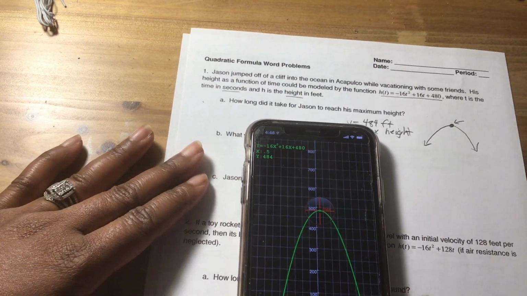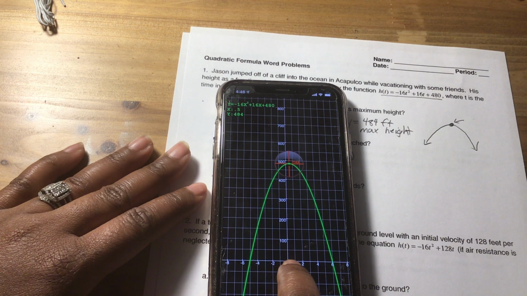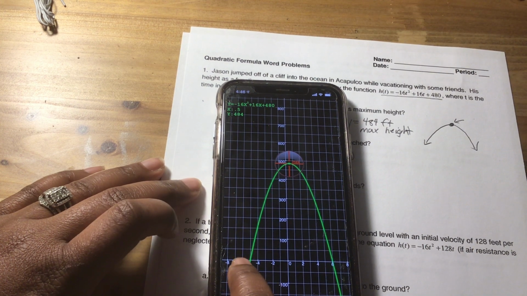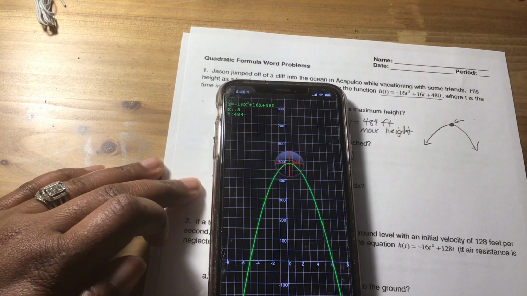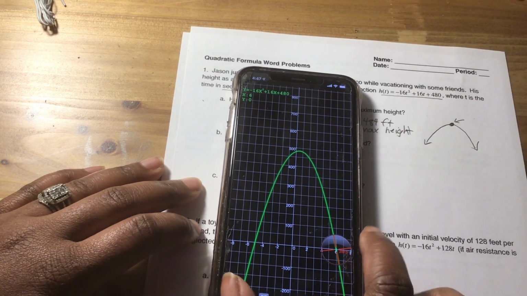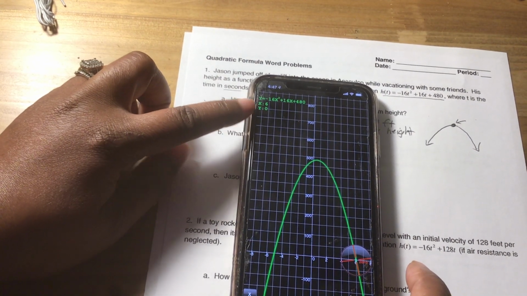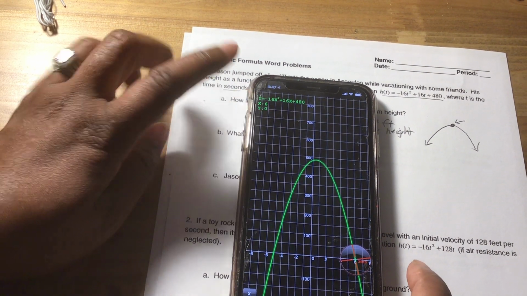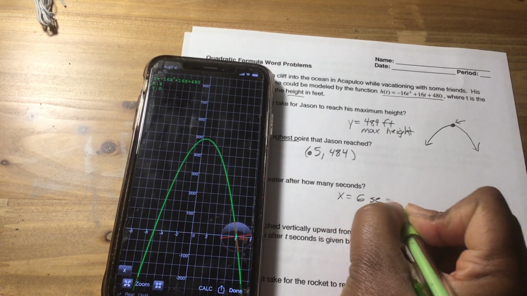Jason hit the water after how many seconds? Look, there are 2 zeros here. If he hit the water, that means your y value, your height, has to be 0. It's not going to be 0 this way because you can't have 0 seconds. So the only value that makes sense is when your x values are positive. So you're looking for this 0 right here. You'll see that the calculator says y is equal to 0 right here. In the corner, this is where your answer is. It's going to be 6, 0. So he hits the water at 6 seconds. So x here is equal to 6 seconds.